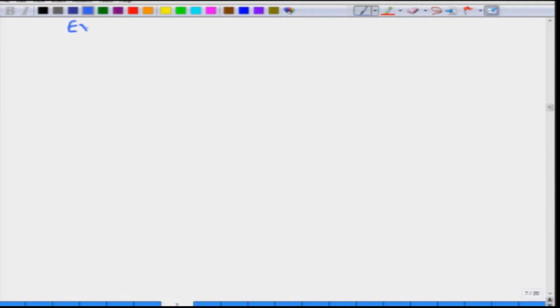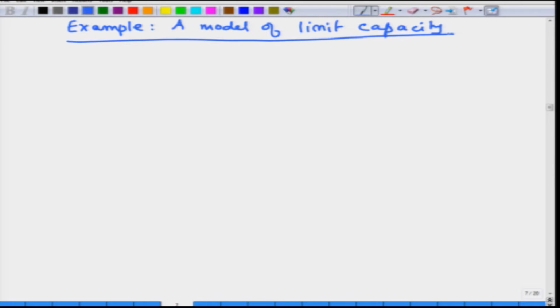Now, let us take an example so that we understand the model better. Let us take an example of a model of limit capacity. This is a game theoretic model.